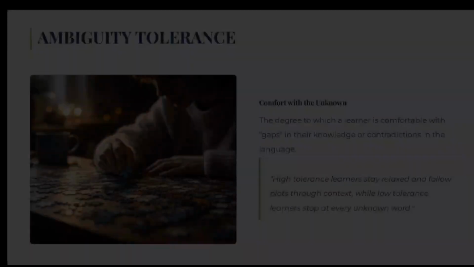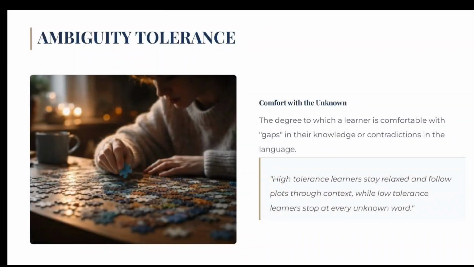Now, let's talk about a psychological trait that often separates those who get stuck from those who keep going. Ambiguity tolerance. It says here that it's the comfort with the unknown, the degree to which a learner is comfortable with gaps in their knowledge or contradictions in the language. High tolerance learners stay relaxed and follow plots through text, while low tolerance learners stop at every unknown word.